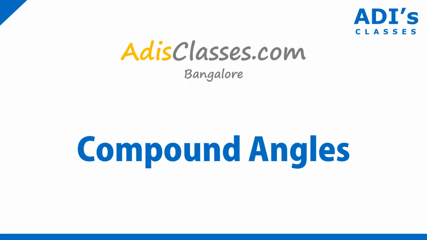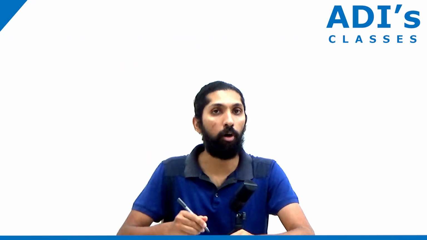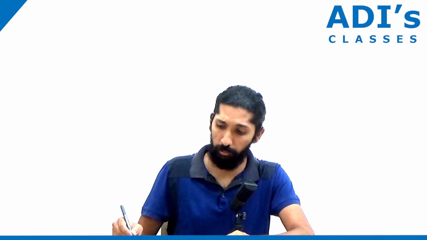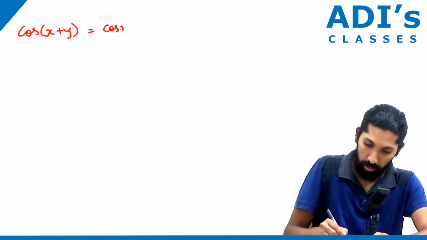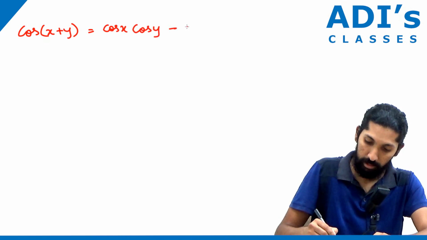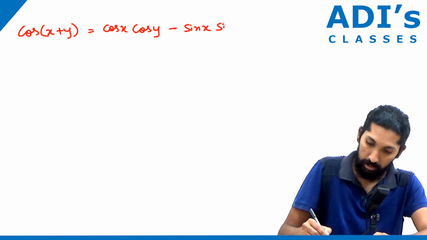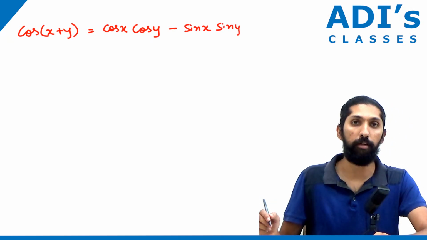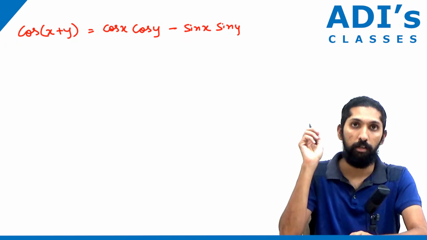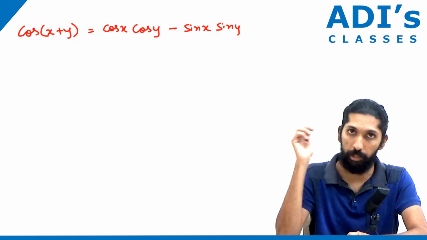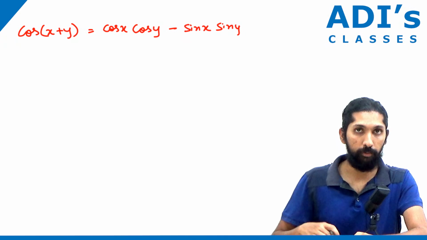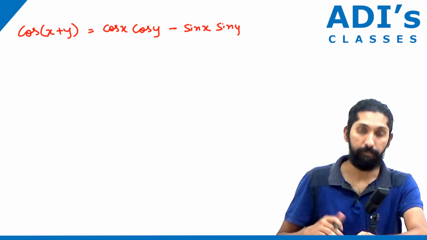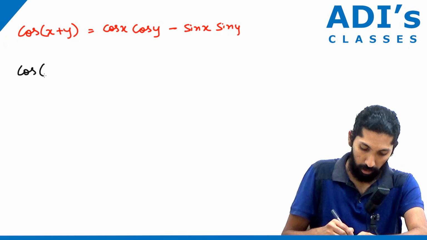In the previous video, we derived the formula of one of the compound angles, correct? The formula we derived in the last video was cos of x plus y is equal to cos x cos y minus sin x sin y. This is the formula. Now, using this formula, we'll calculate other trigonometric compound angles. Fine. Now, the very first one we are trying to derive using this one is cos of x minus y.